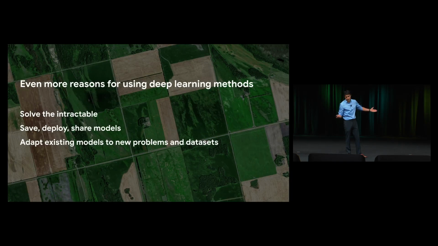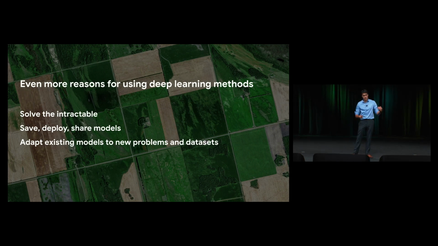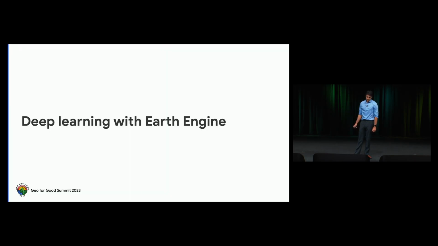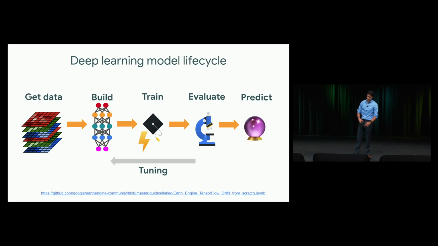And there's even more reasons to use deep learning. For example, solving intractable problems where you don't even know where to begin. The model can just learn things, and it's magic, essentially. The other part is that if you want to deploy or share your model, it's a lot easier to do that outside of Earth Engine. And then the last part, and this is one of the most important ones, it's very easy to adapt existing models to solve new problems and to be trained on new data sets and to predict things that you care about. So how do you do this with Earth Engine?